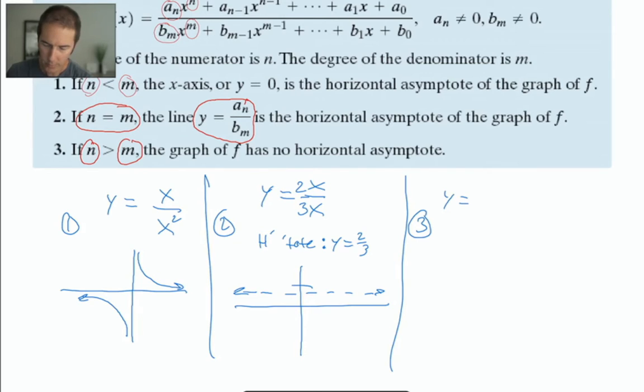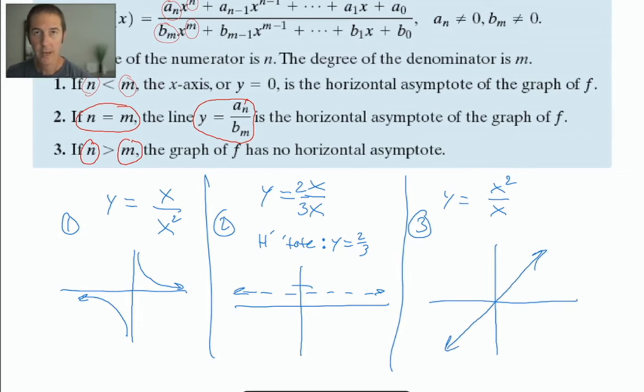Y equals, let's do x squared over x. Here, the degree of the numerator is larger than the degree of the denominator. This function simplifies to y equals x. I know what that graph looks like. It looks like this. Does that graph have a horizontal asymptote? Please say no. It sure doesn't.